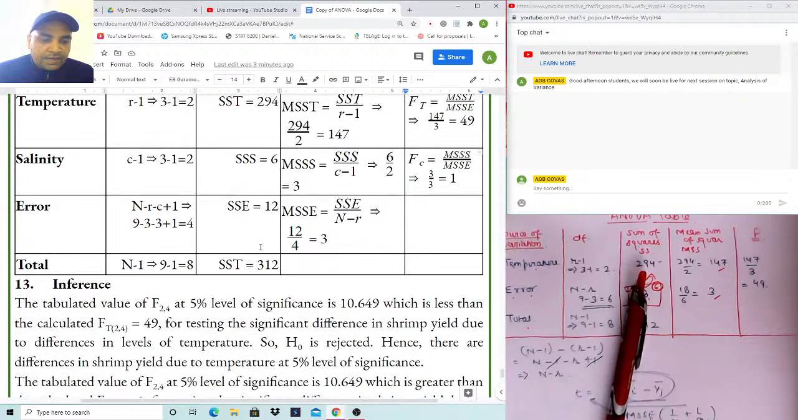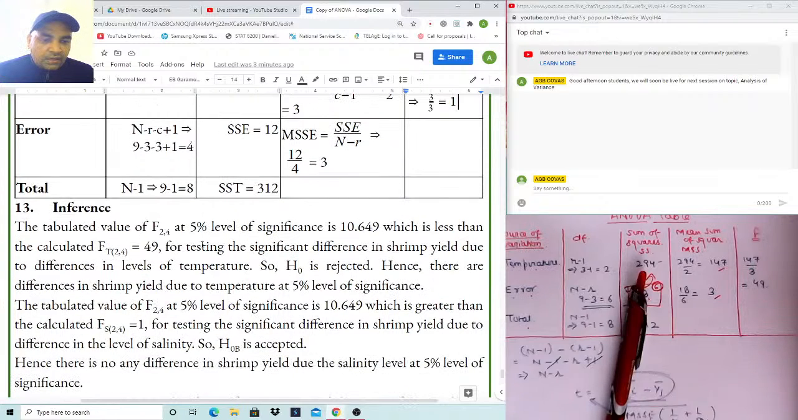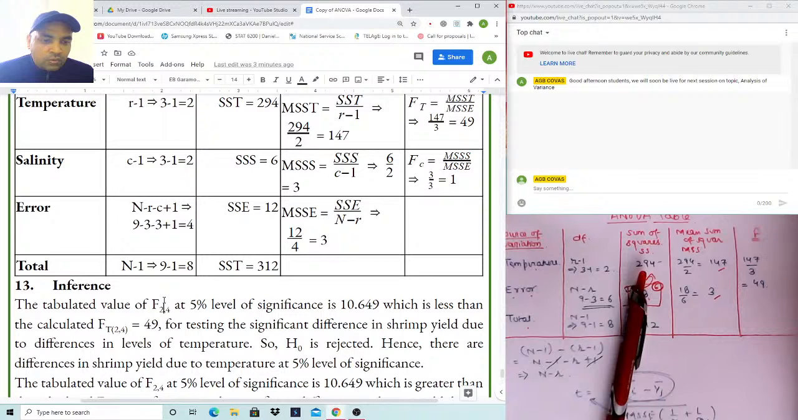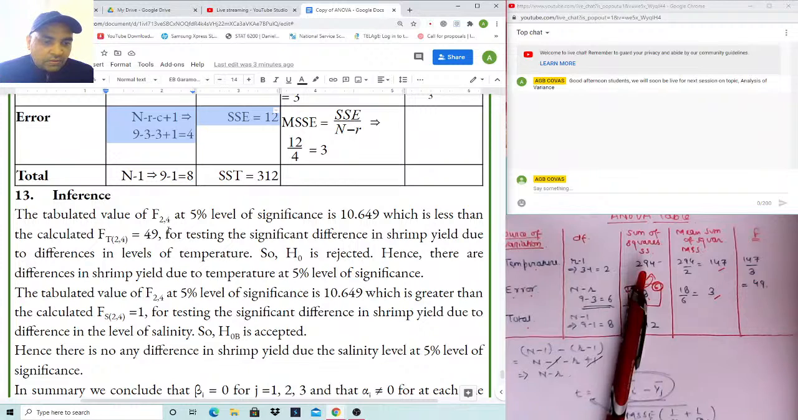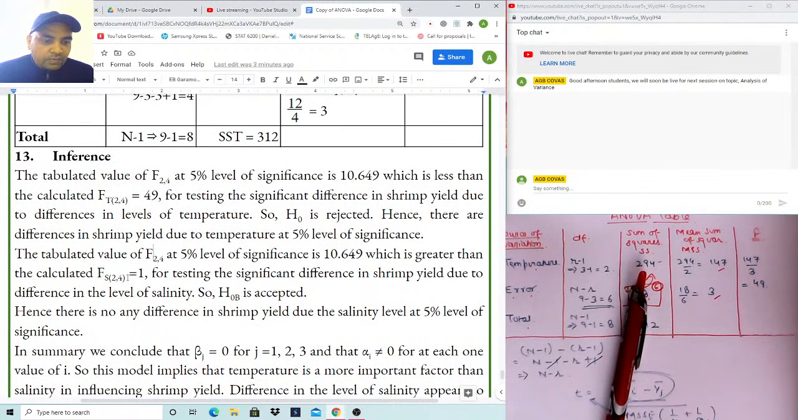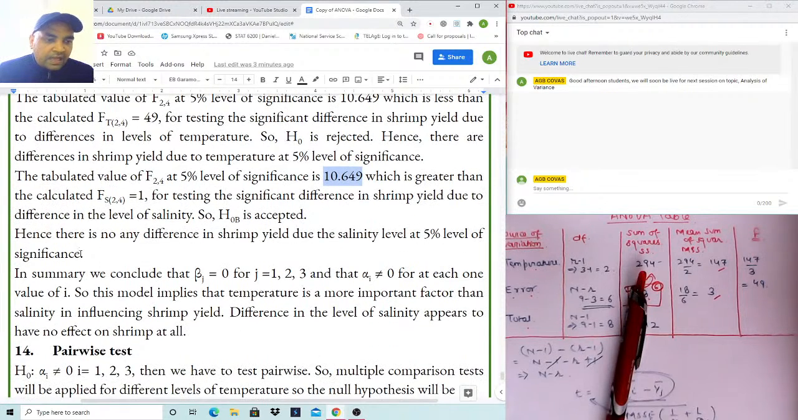Okay. So now we will be taking up the inferences. So now it is correct, that is at 2 and 4 degrees of freedom. Here 49 is greater, so we can say that shrimp yield differs with temperature. But the value for salinity is equal to 1, which is far lesser than the 10.649. Therefore, our null hypothesis is accepted and we can say that there is no difference in the shrimp yield due to salinity at 5% level of significance.